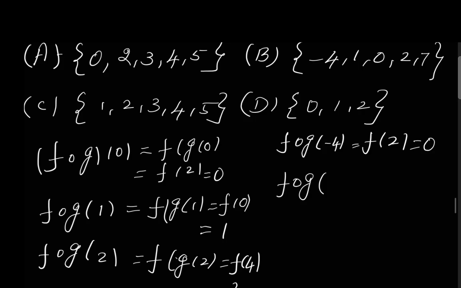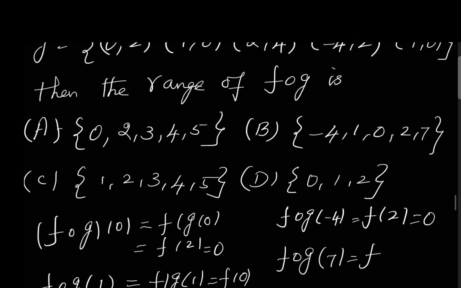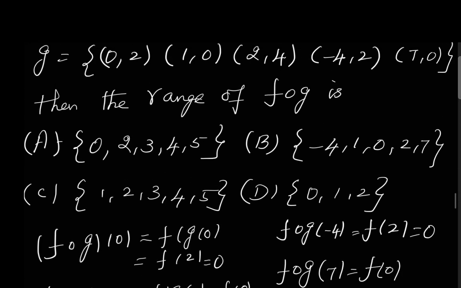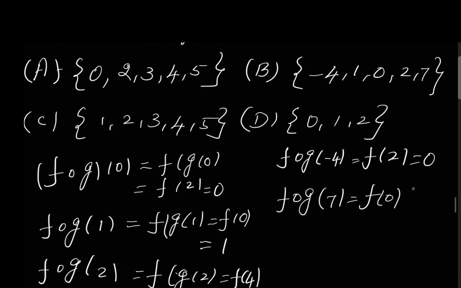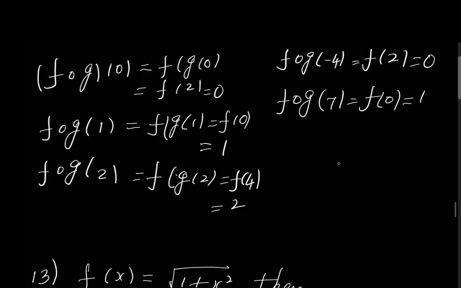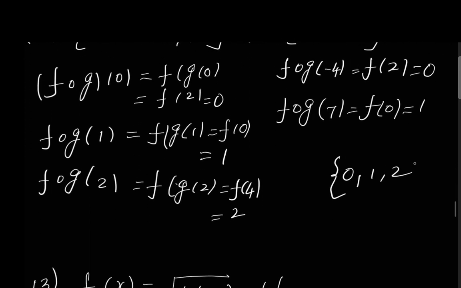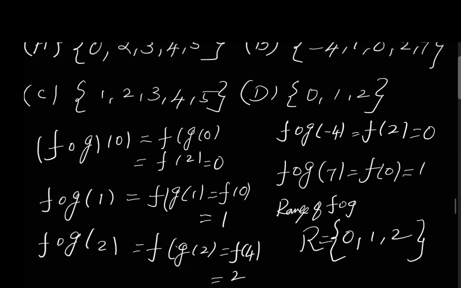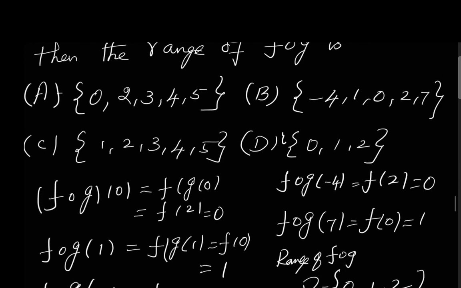So what is G of 7? G of 7 is 0. So what is F of 0? F of 0 is 1. So 1. Now you collect all the answers in F dot G. 0, 1, 2. 0, 1 is here repeated. So this is called the range of F dot G. Range of F dot G is equal to 0, 1, 2. So this is option D.